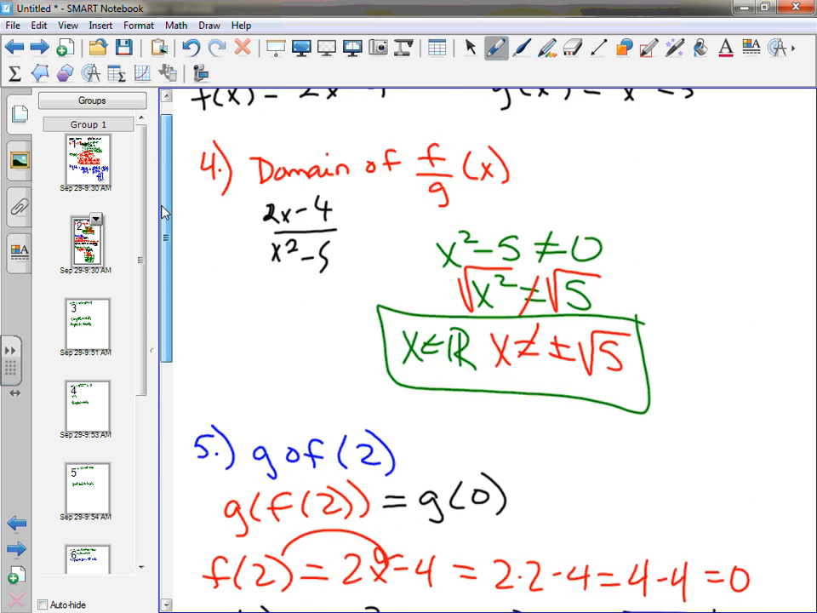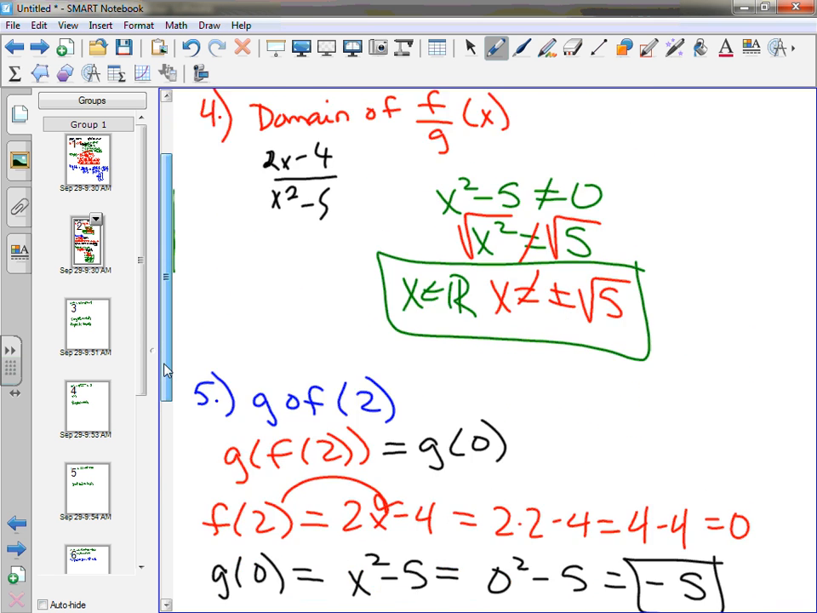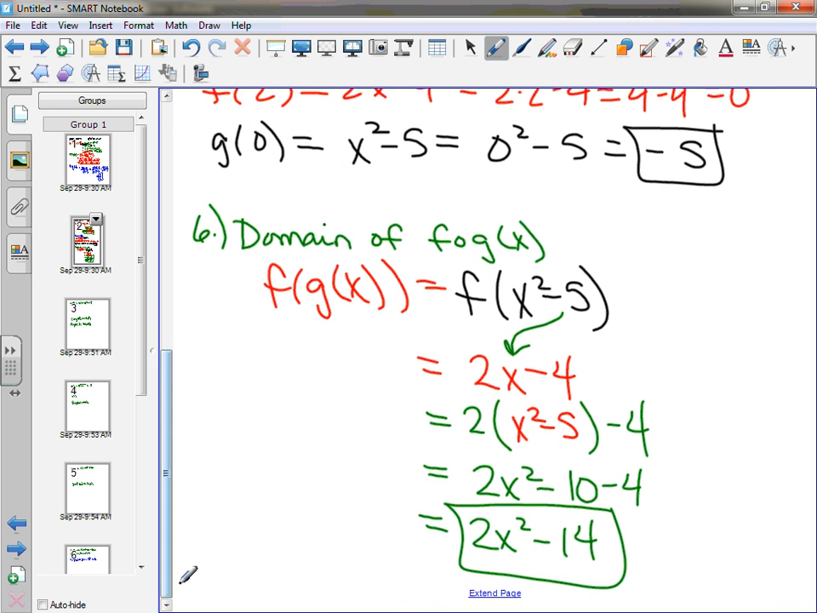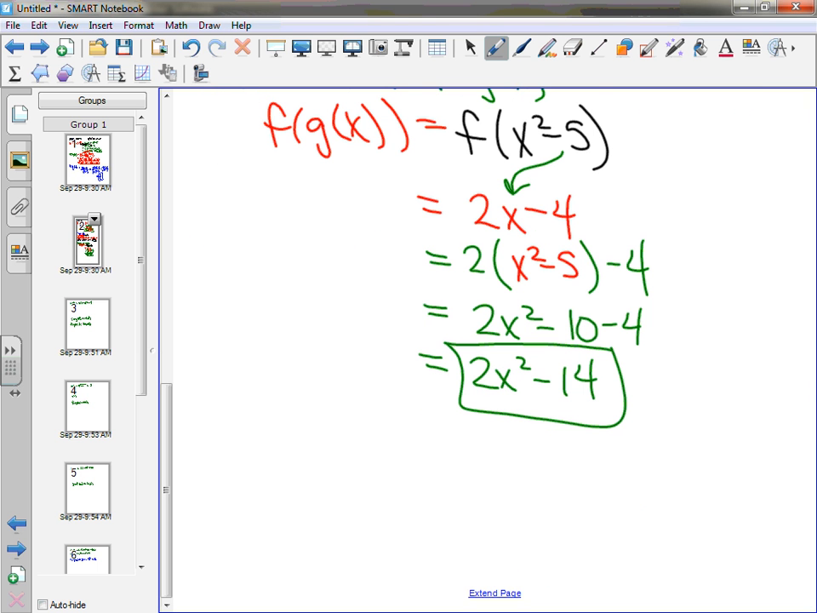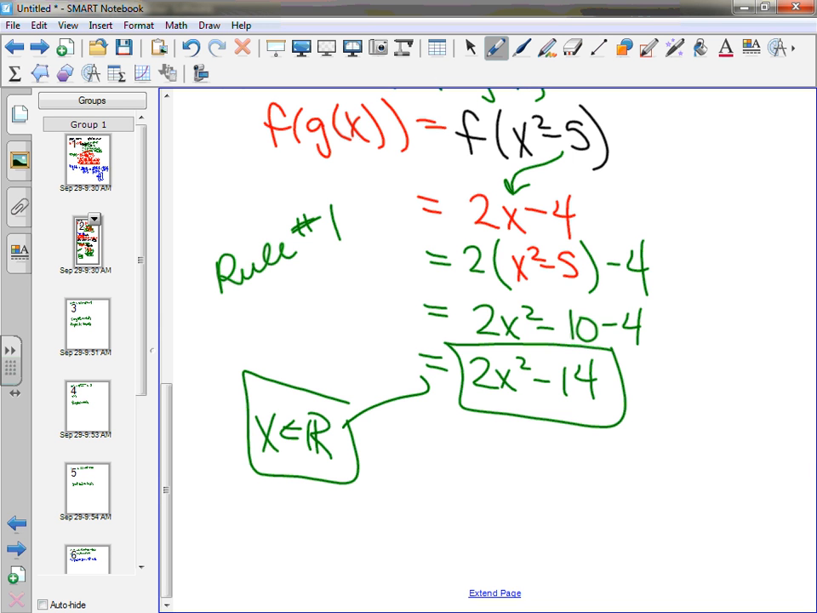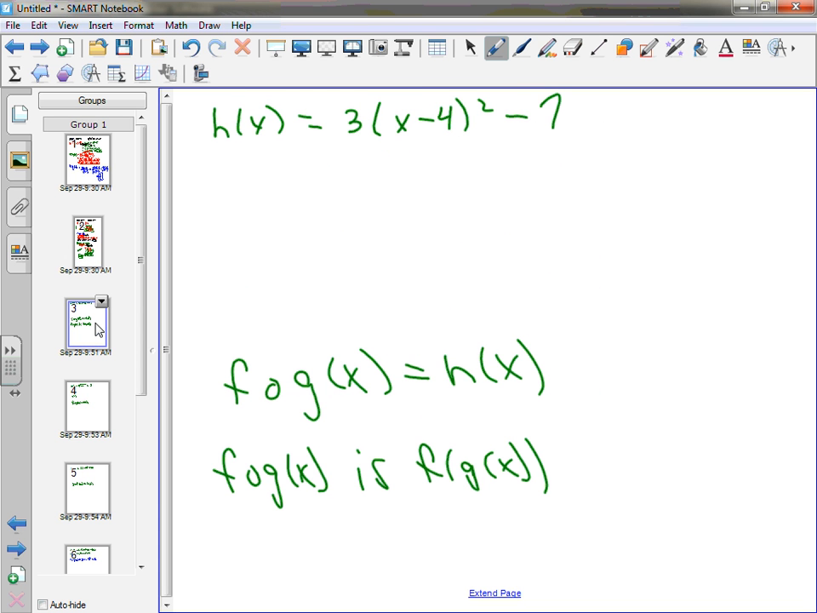Oh, the domain, I did for number 6. You've got to do the domain 6. Now, there is our actual answer, f of g at 2. Now, what's my domain? It's what rule? This is rule number 1. So rule number 1 says x is an element of the reals. There are no restrictions. The rules will not be up there tomorrow. Memory. Okay, folks.